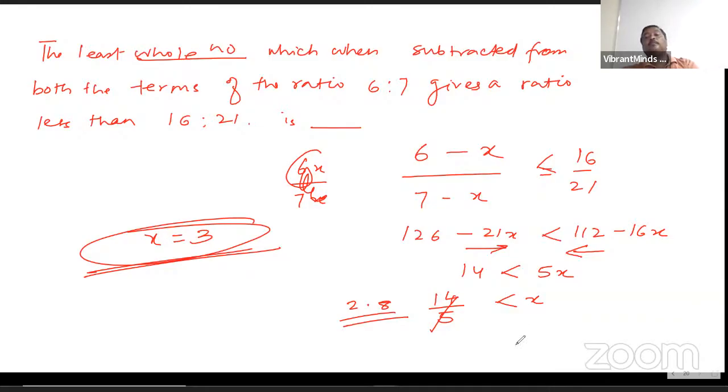Now see, let's solve some questions related with ages. The concept of ages in questions of ages also depends upon ratio and proportion. So let's get to problems on ages.